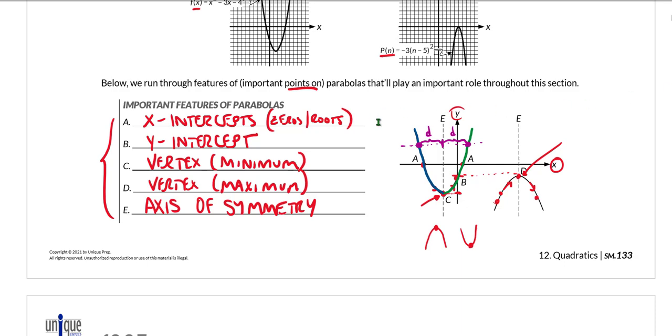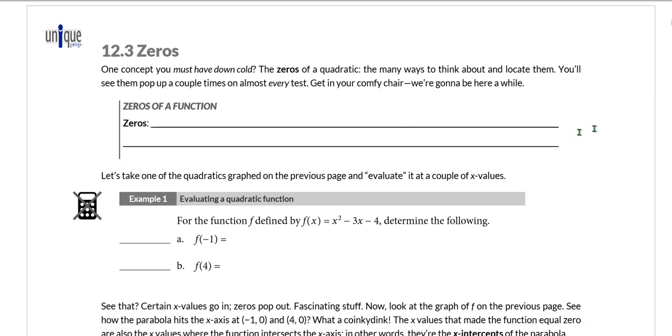Moving along to the next page, we are about to begin a very long and very detailed discussion of what is possibly the most important aspect of quadratics and quadratic functions and quadratic equations that you'll need to know for this test, and that is the concept of zeros. We need to know quite a bit about the zeros of a quadratic, what they are, how we find them, what their significance is when it comes to quadratic models. So we are going to be talking for many pages about the zeros and all of that stuff I just mentioned.